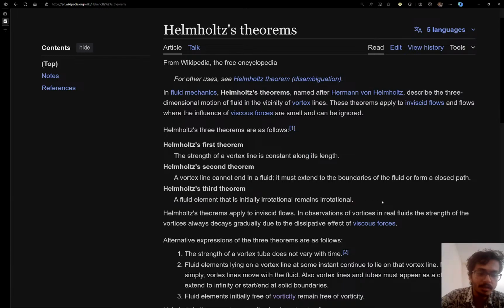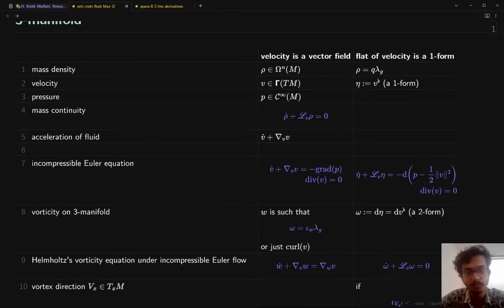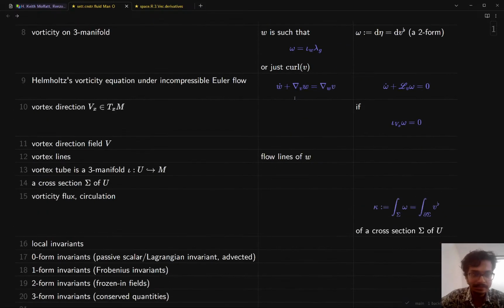Initially irrotational remains irrotational; vorticity 0 means it's irrotational, vorticity non-zero means it's rotational. It measures rotation in some way. The vorticity vector field and 2-form, we can interchange between them. Are they related by the same conversion? No, they are not. The 2-form we can convert to a vector field in a different way than how we convert a 1-form to a vector field.